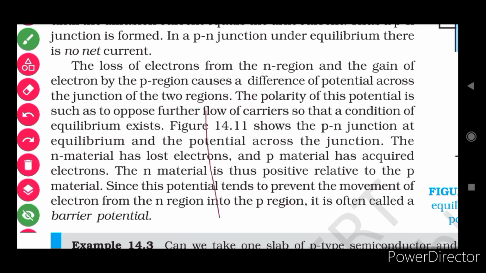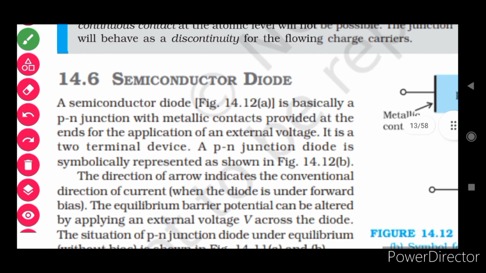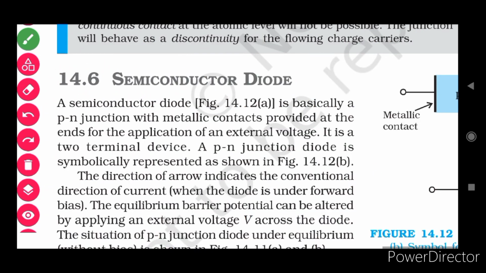Okay, so now let's move to the next topic, that is the semiconductor diode. So what is a diode? Basically a PN junction, when we make terminals to it, metallic contacts, through the metallic contacts we can apply an external voltage, and that will become a diode. So this is a semiconductor diode. Basically it is a PN junction with metallic ends.